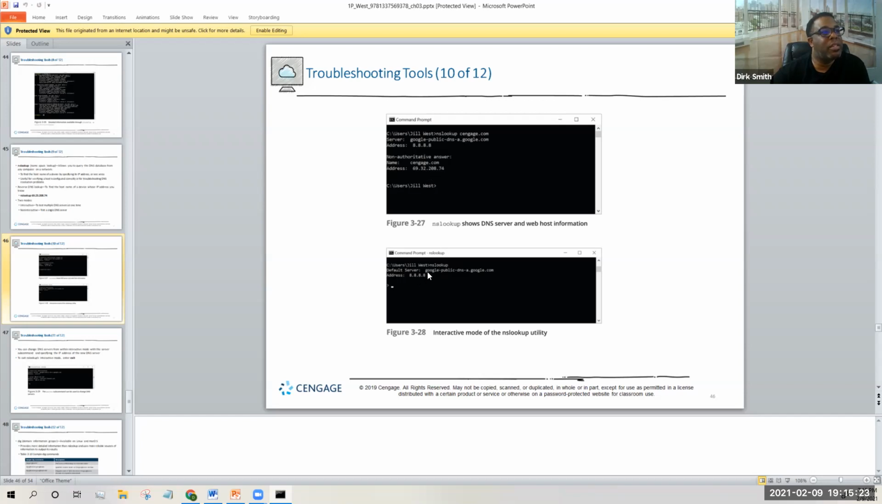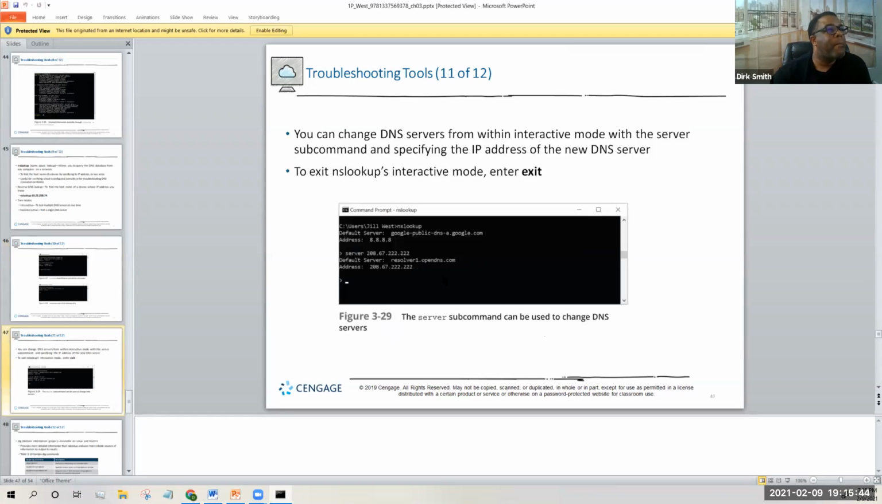Okay, and here, let's see, they just did nslookup. The default server is Google public DNS. So this is interactive mode. I'm not exactly sure, I've got to test that out to see. Okay, you can change the DNS server from within interactive mode with the server subcommand and a specific IP address. So you can all do this in your command prompt. To exit nslookup, just type exit, and then it'll take you out.